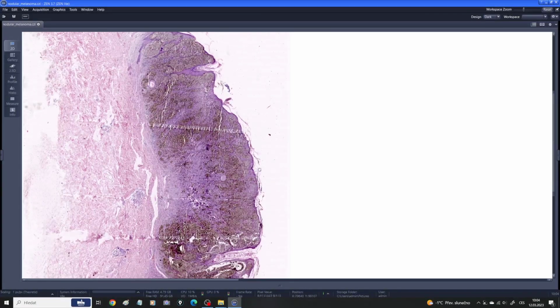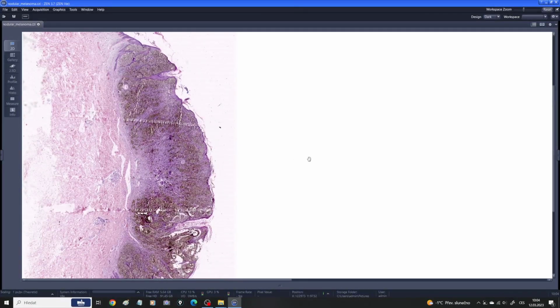Okay, so that's basically all. I think we discussed all the most important subtypes of nevi and melanomas that you should know at the pre-graduate level of pathology.